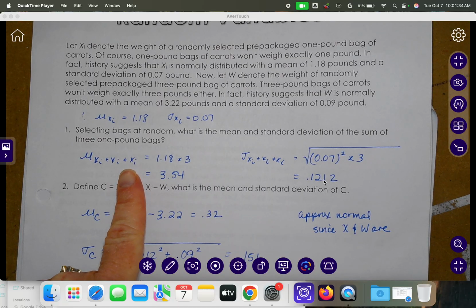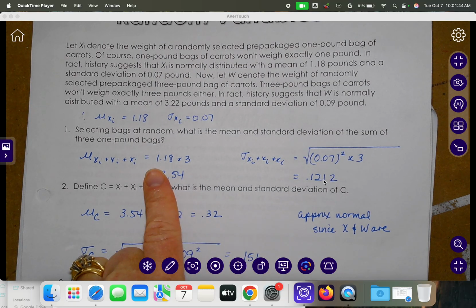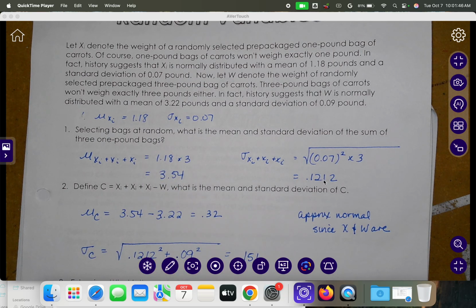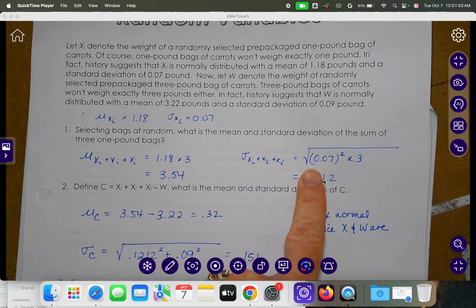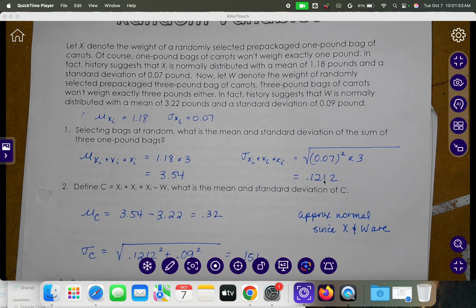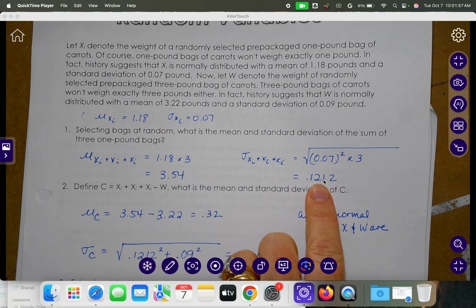The mean of 3 1-pound bags, you would just be adding, basically you're doing a bag plus a bag plus a bag, so you're combining the random variables. So you would have 1.18 plus 1.18 plus 1.18 and so on. The standard deviation, you would be taking the variances, squaring them, and adding them up 3 times. So that would be your standard deviation.